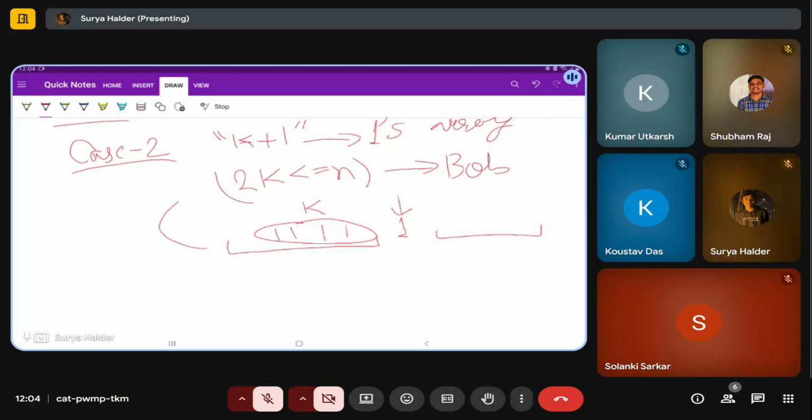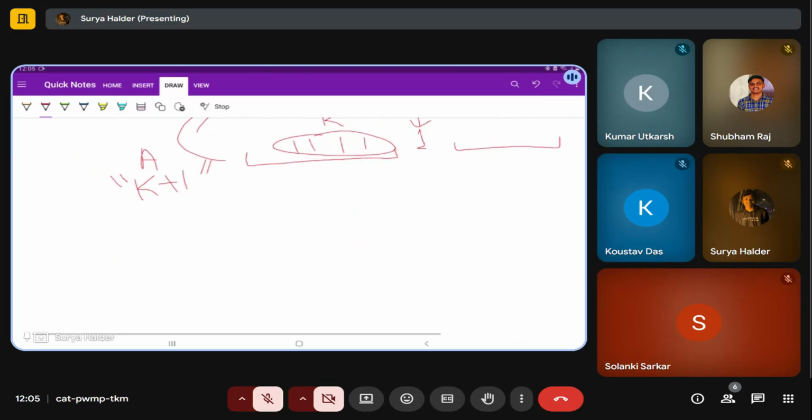And after that, whenever you give the turn to Alice, you make it at least k plus 1 ones, and then give it to Alice. It means every time Bob gives the array to Alice, Bob builds the array in such a way that there are at least k plus 1 ones present. If there are fewer than k plus 1 ones, then obviously Alice will win.